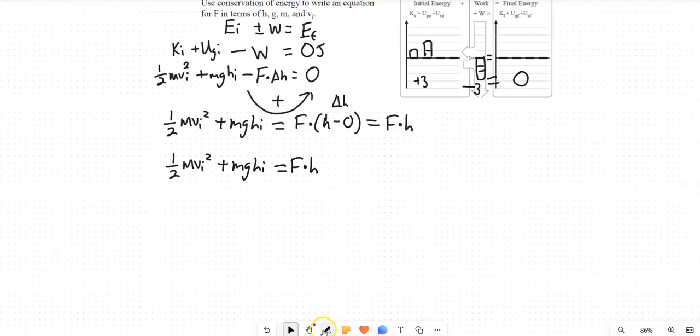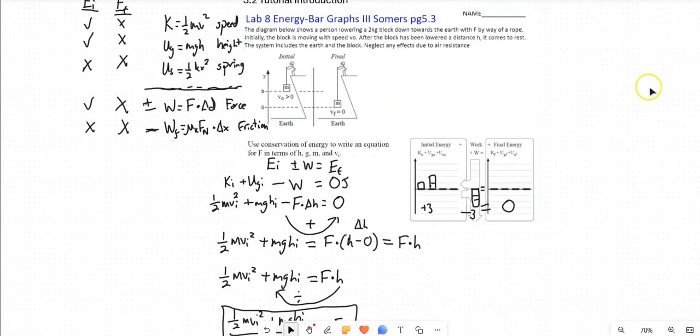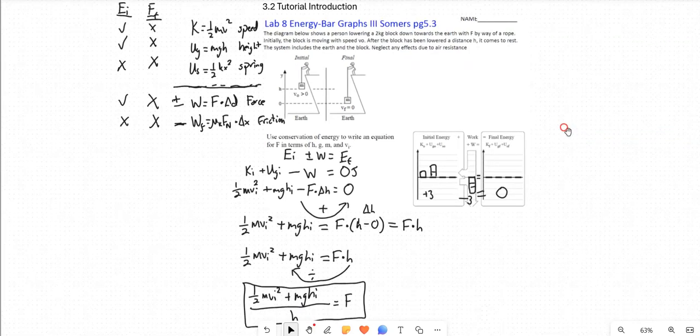Okay. So now, the very last step to solve for what F is, I'm going to divide this onto the other side. So that's going to be 1/2 mvi squared plus mghi, divide that whole thing by h, and that is equal to F. And that's what Mark is asking you to do in that problem for that tutorial. Again, I want to make sure that you practice one procedure to do these problems, and this procedure fits perfectly with all problems in energy.